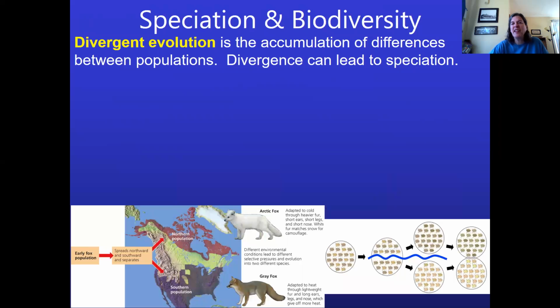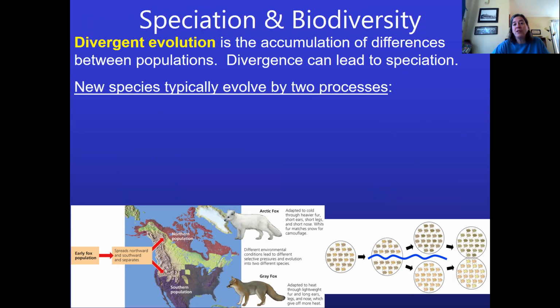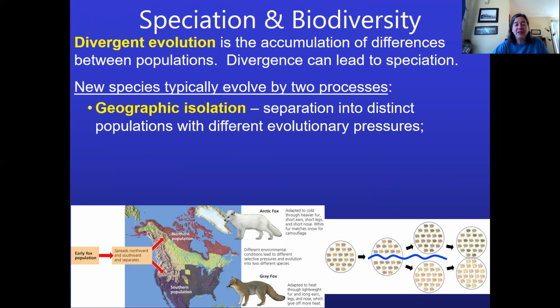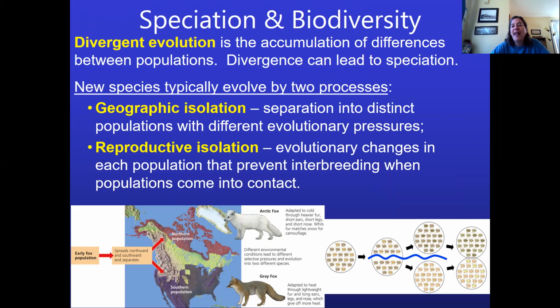Divergent evolution is when you get enough accumulation of differences between populations that it can lead to speciation. So how does that actually happen? There are generally two processes. One is geographic isolation. So species live on opposite sides of an ocean or a mountain range, and over time they're not mixing with each other anymore, so they can form new species. They might evolve to be different enough that they can no longer reproduce, which means that now you are officially different species.